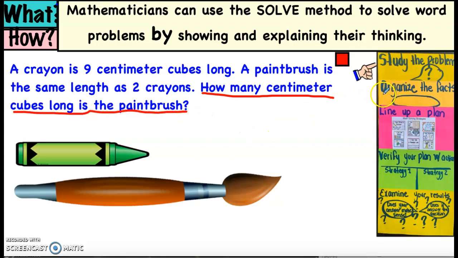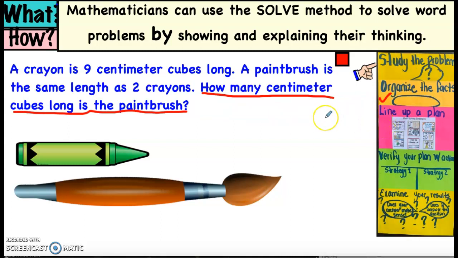Next step, we're going to organize the facts. So what important facts is this problem giving us? So let's see. A crayon is 9 centimeter cubes long. So we have the crayon here. If you notice, I have the crayon and I have the paintbrush. A paintbrush is the same length as 2 crayons. And we already know that we're trying to find out how many centimeter cubes long is the paintbrush.